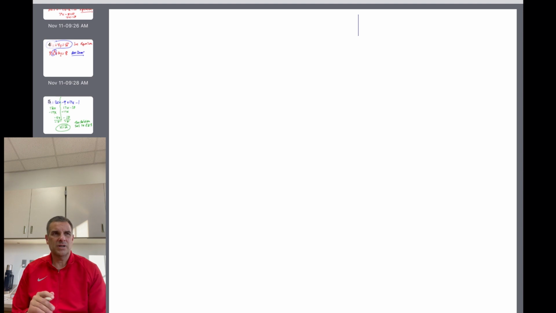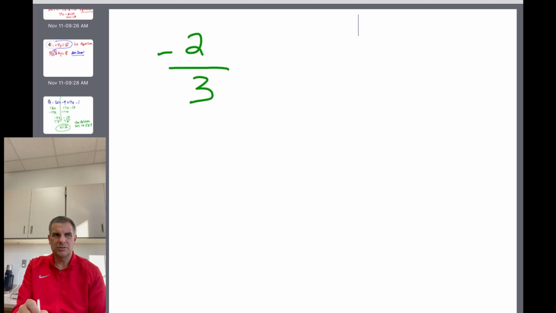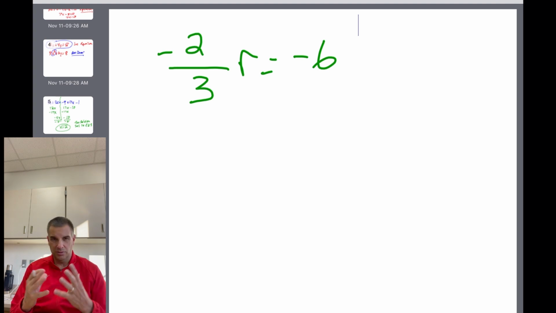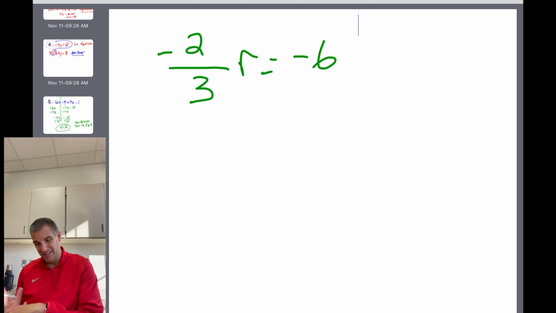And the last type of question that I want to look at is fractions, because those tend to give us a little bit of issues. So let's go 2/3 r equals -6 or something like that. Okay. Anytime you're dealing with fractions, the first thing I would do is isolate a fraction if you can. If it's with a variable, get that on one side and everything else on the other.